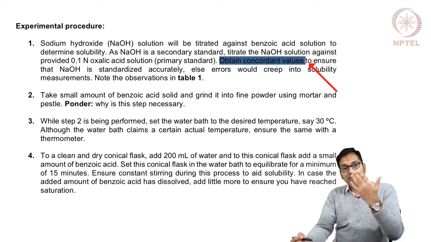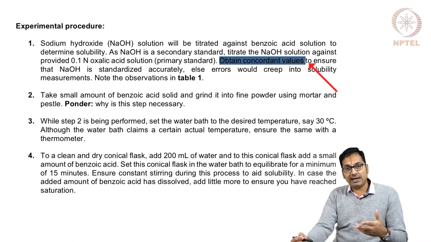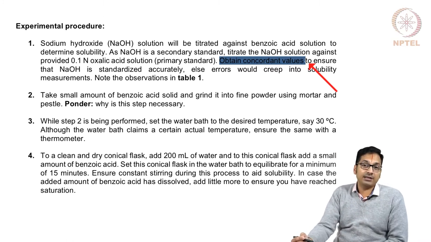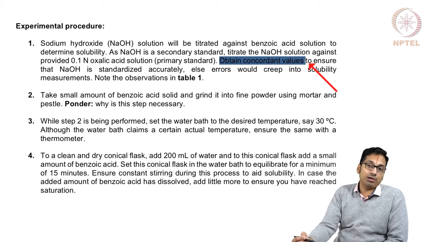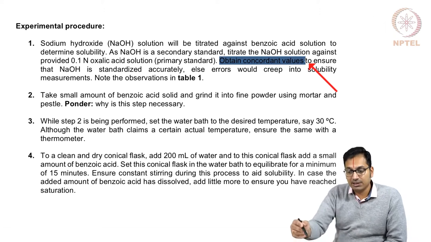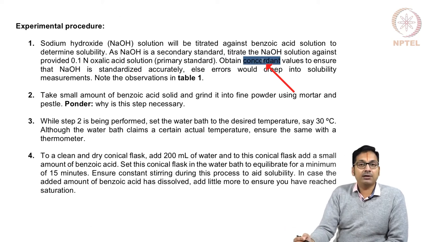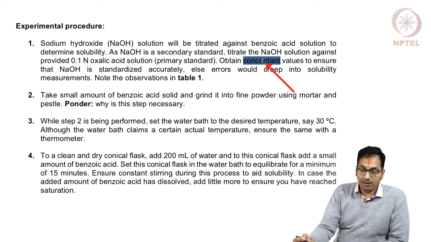If you are able to realize you are standardizing NaOH against oxalic acid, if you introduce about a 5% error there, that keeps on propagating throughout your measurement, making it less precise. So therefore one has to be careful doing this. So concordant measurements are important in any titration that you might end up performing.